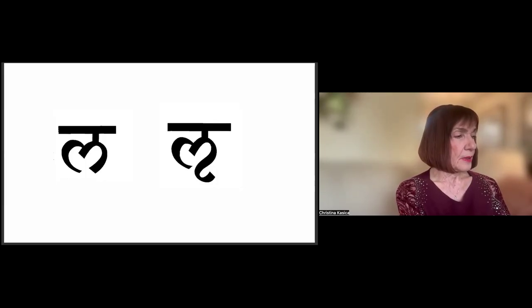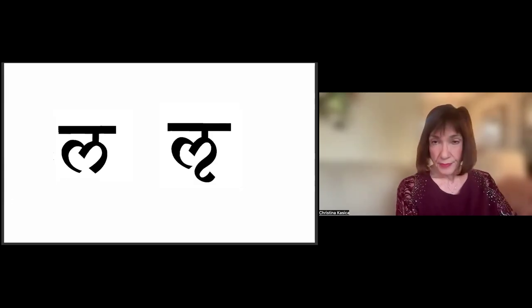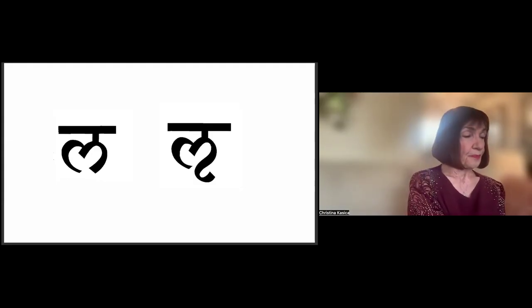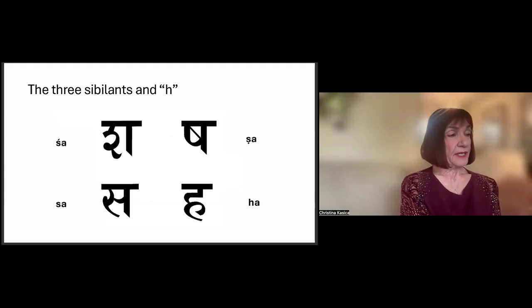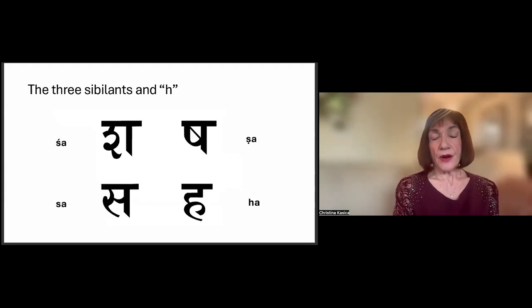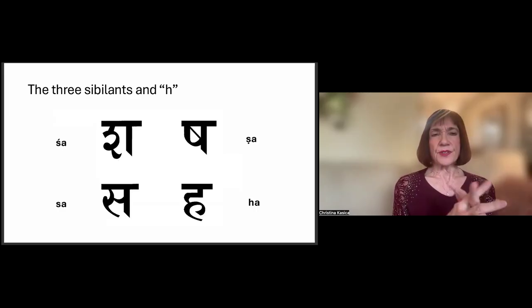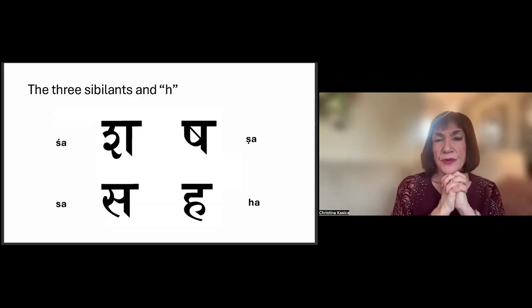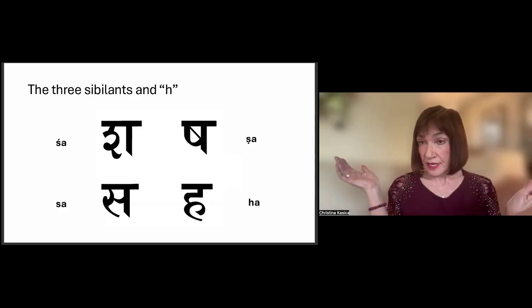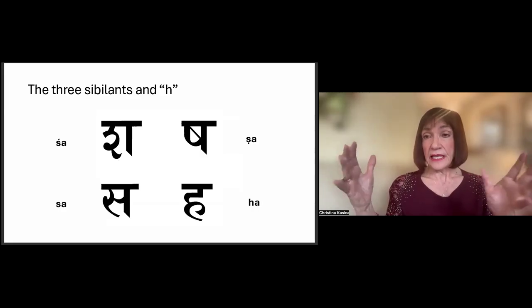Okay. Questions? Good. Next slide, please. And here are the last of the additional eight, not main consonants, but classic consonants. And these are the three sibilants and the h, which is the orphan letter, doesn't have any class of its own.